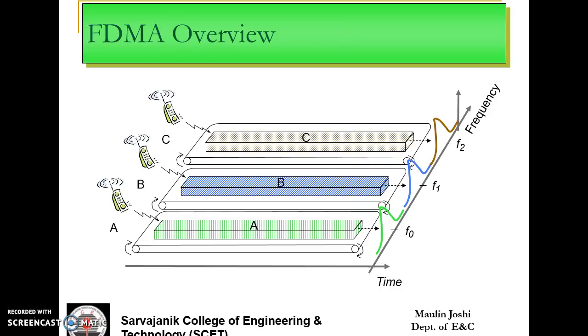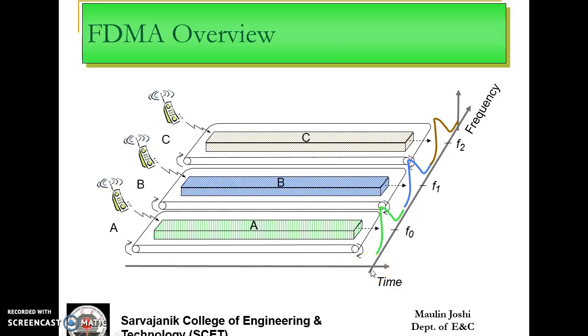This is the first multiple access technique, which is known as frequency division multiple access. We can see that there are two axes. One is the time axis and the second one is the frequency axis. We can define FDMA as the usage of subbands, that is, the frequency axis is subdivided into small bands, and each of these subbands is used by individual users at the same time.